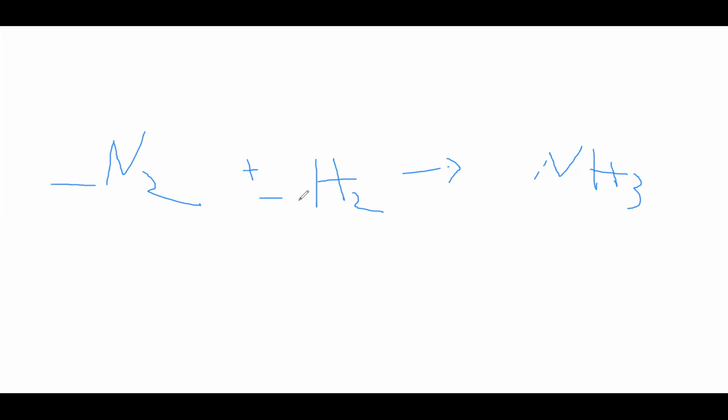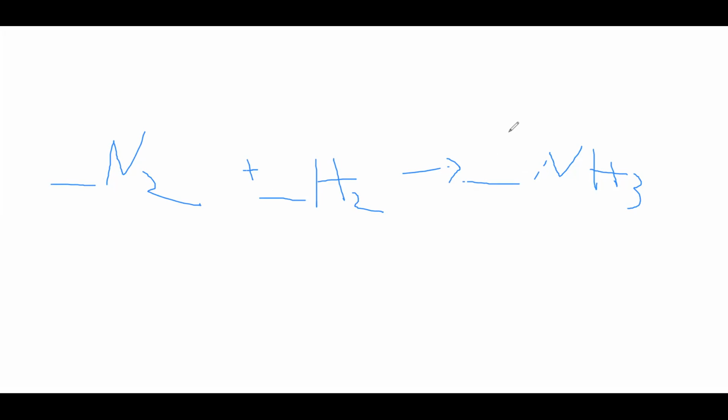So our equation is N2 plus, whoa, man, writing and drawing with a mouse is not ideal. Okay, N2 plus H2 gives us the compound NH3. So N2 plus H2 gives us NH3.